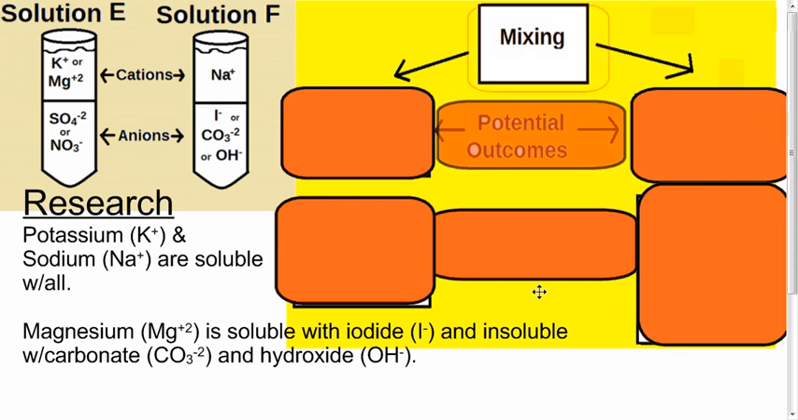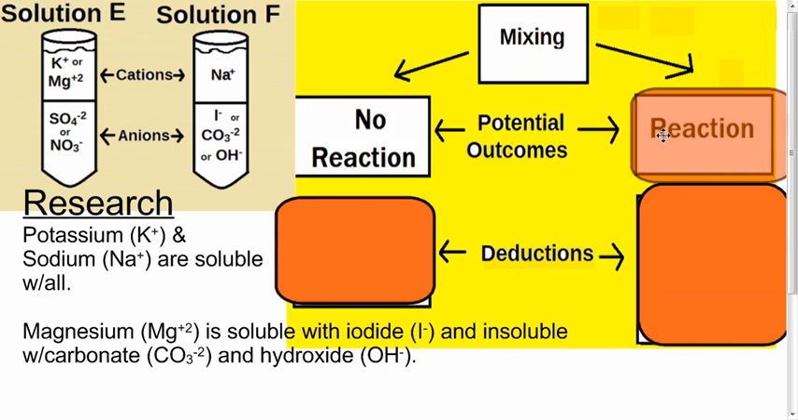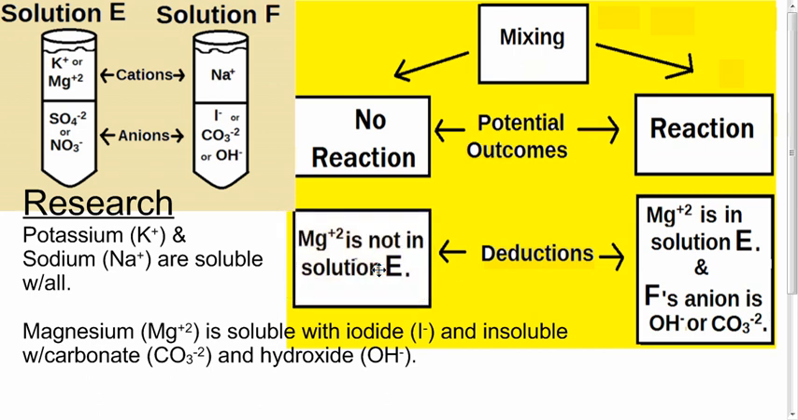So when I mix them, I'm going to have two potential outcomes and two potential deductions. Once again, if you have a reaction, that confirms the presence of something that's insoluble, unsuitable to that cation. The only thing that could explain that in this scenario is magnesium and carbonate or magnesium and hydroxide. And if I don't have a reaction, all you really know is that magnesium isn't present in solution E.